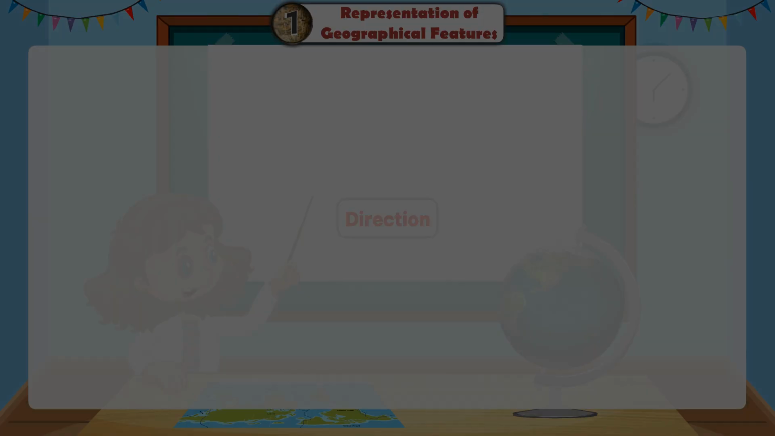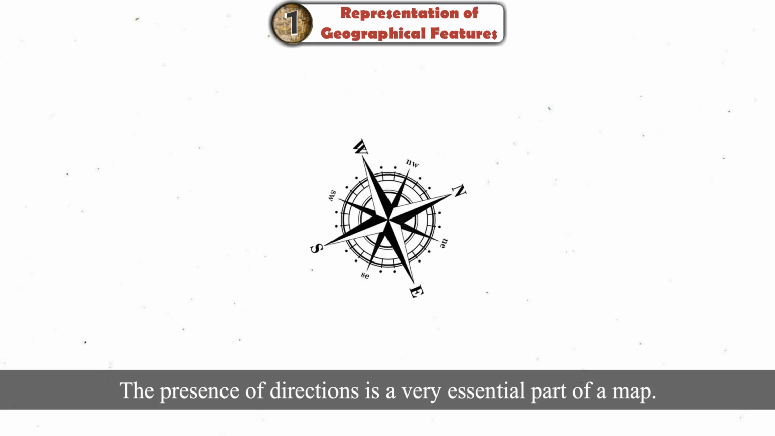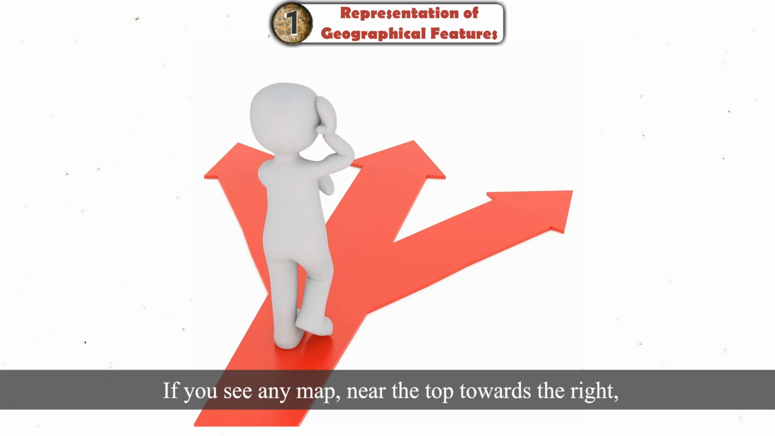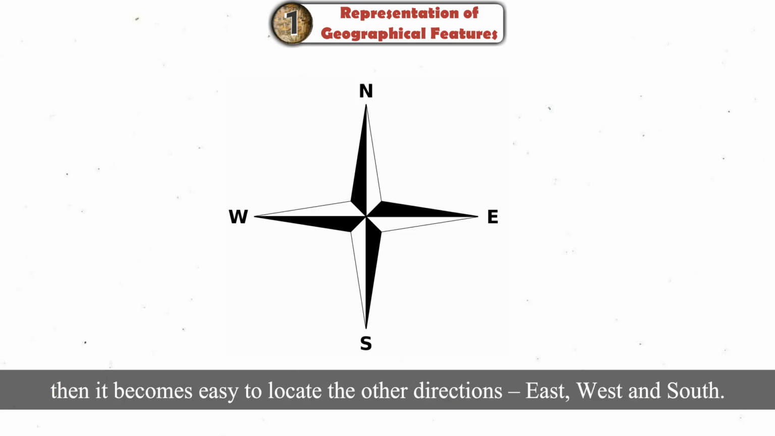Direction. The presence of directions is a very essential part of a map. If you see any map, near the top towards the right, an arrow with the letter N is provided. This arrow always points towards north. This is called the north line. If we know the north direction, then it becomes easy to locate the other directions: east, west, and south.